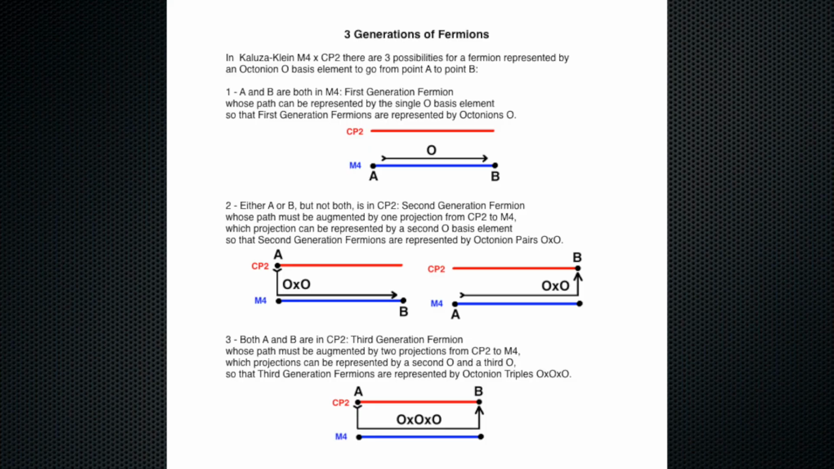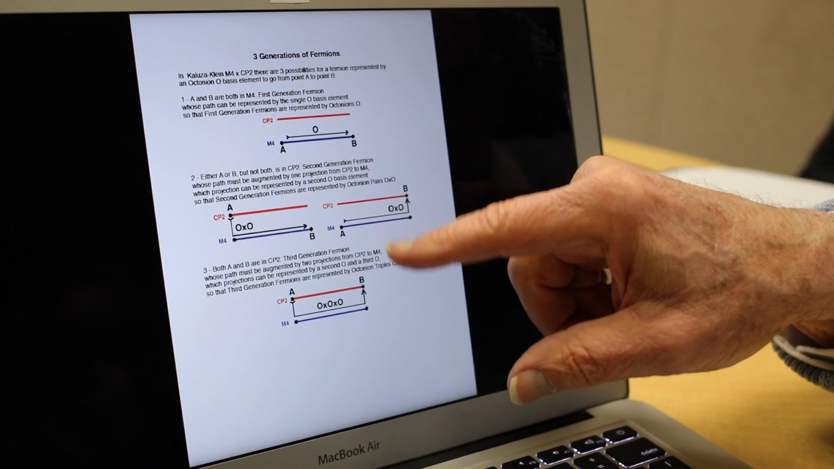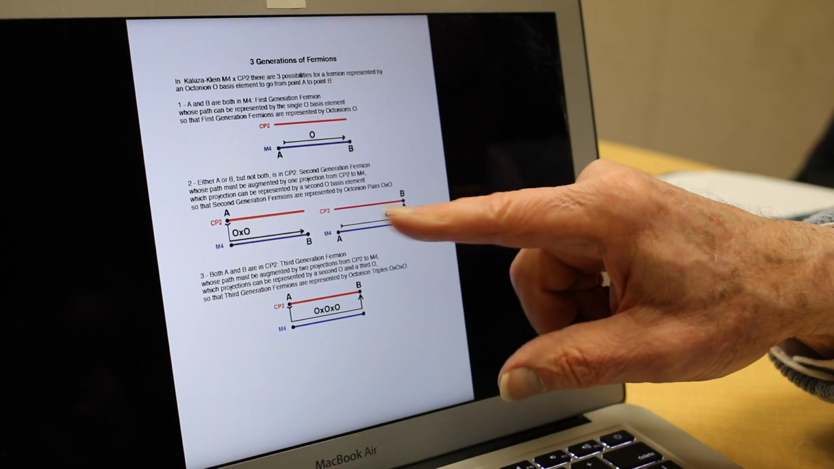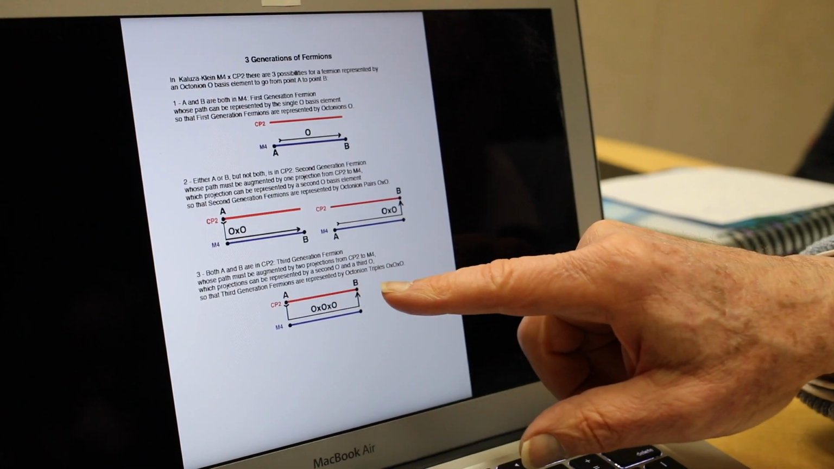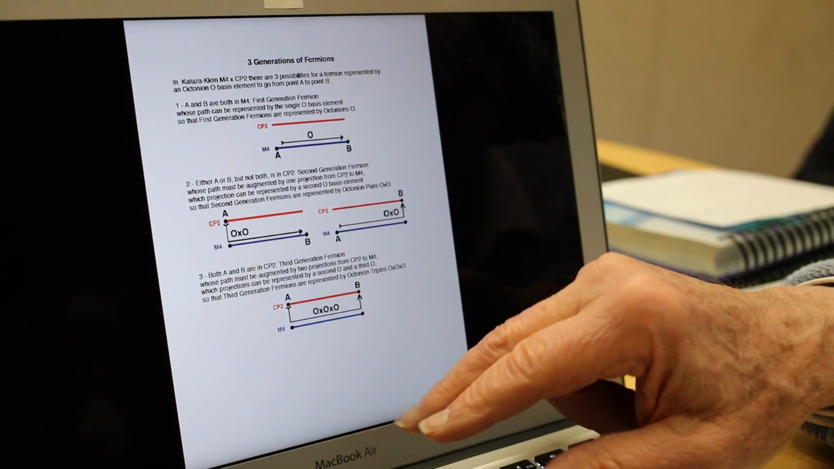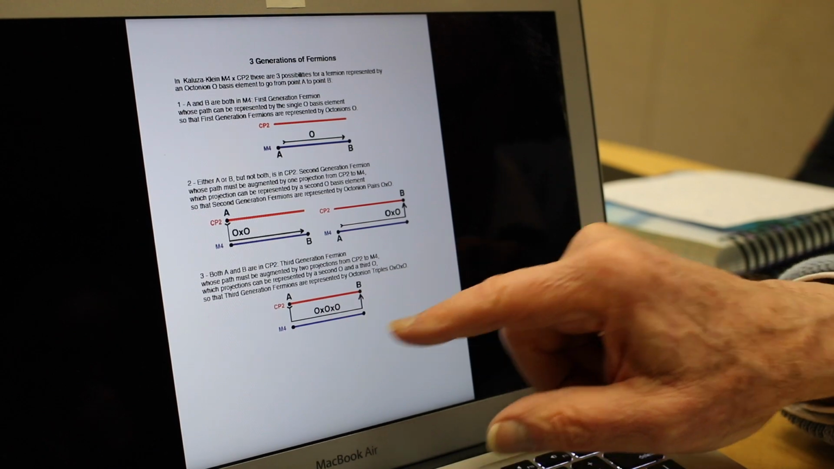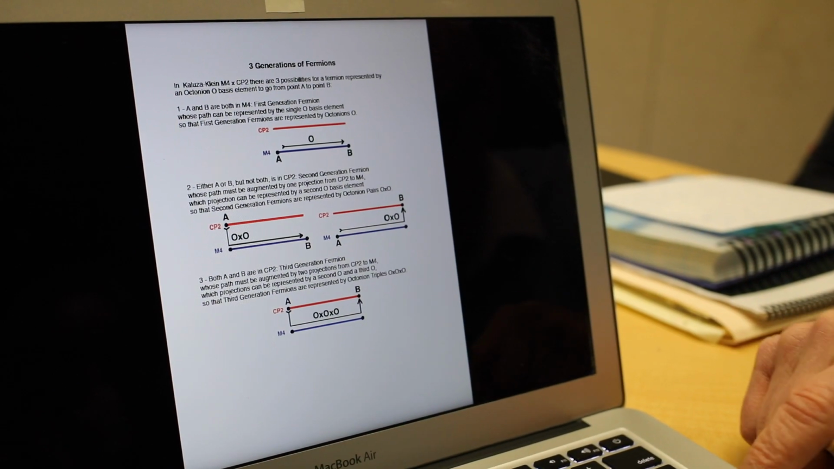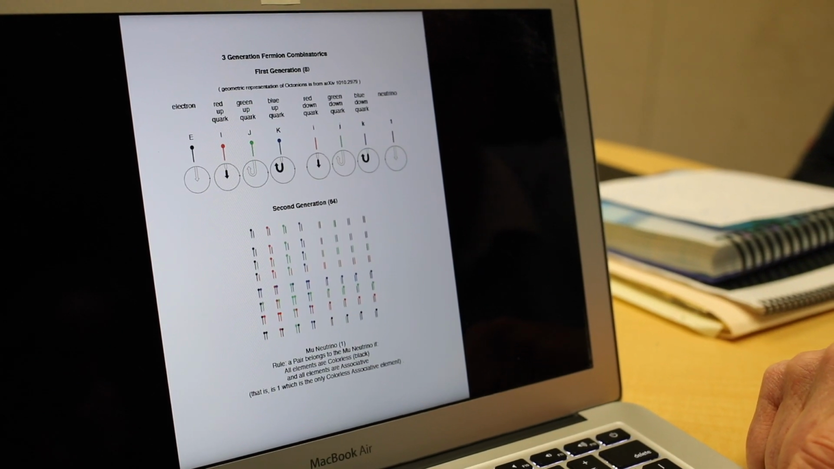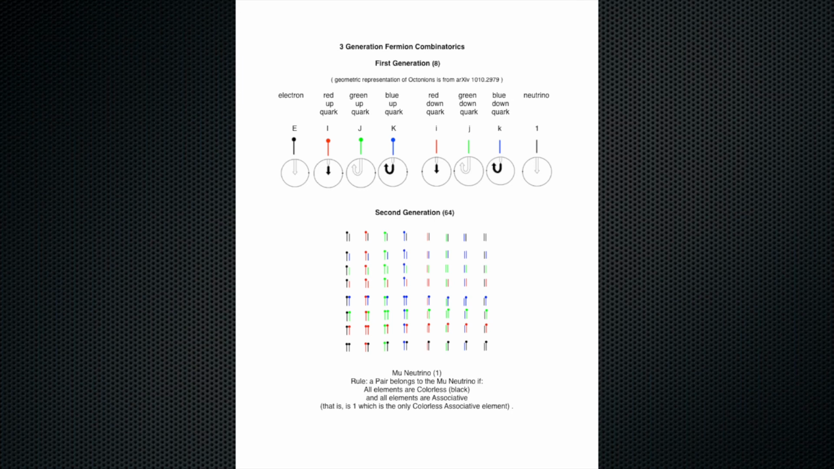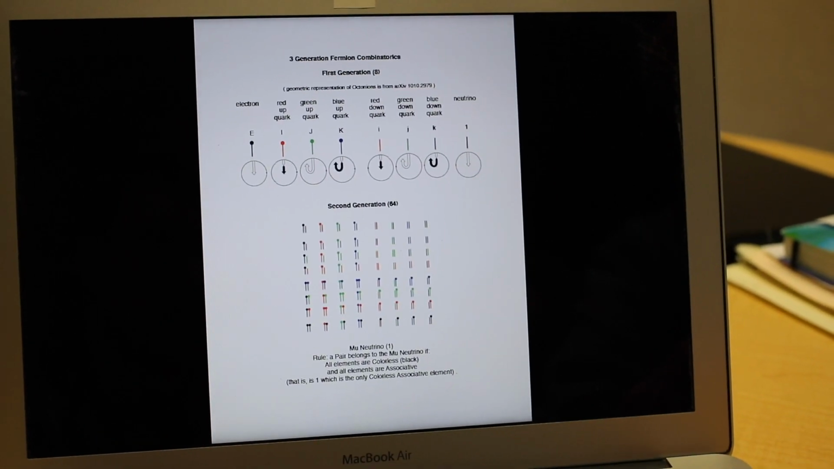This just tells again about the three generations. First generation being octonions, the second generation involving things that are partly in CP2. There are pairs of octonions, and things that started out propagating entirely in CP2 but have to be projected down to M4. You wind up with triples of octonions. And that means that you can do the quarks according to octonion basis elements.